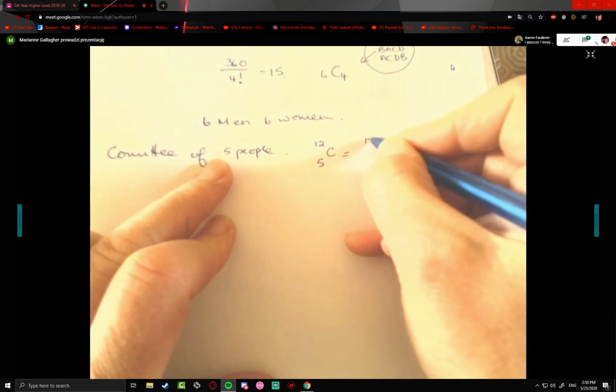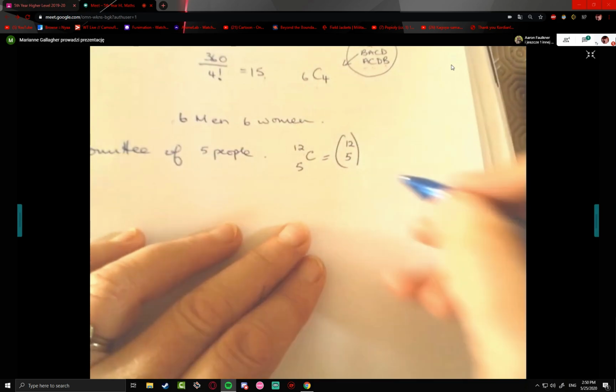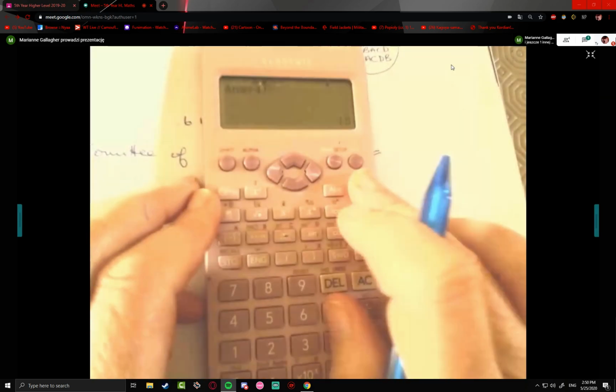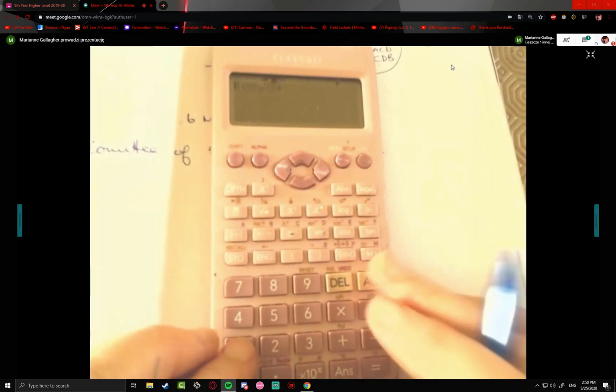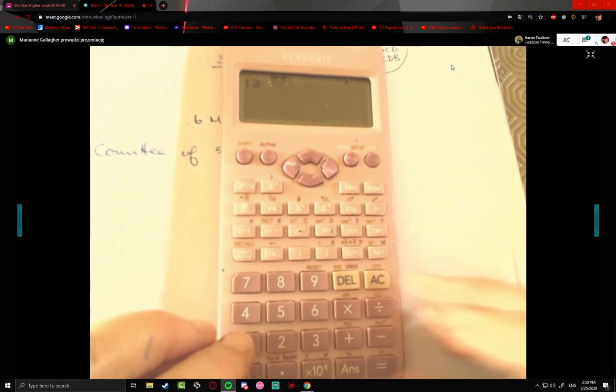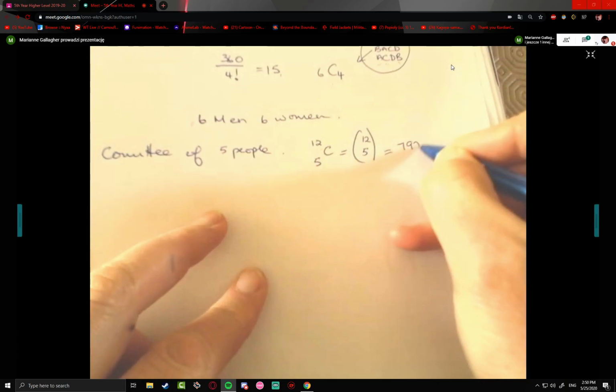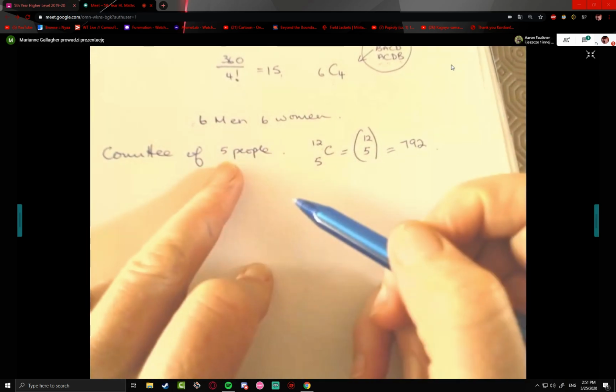And remember, we can write it like this as well with the brackets. All you have to do is put that into your calculator. I have 12 people. I'm going to choose 5. So C for choose, 12 choose 5. And that's 792 ways to choose a committee of 5.